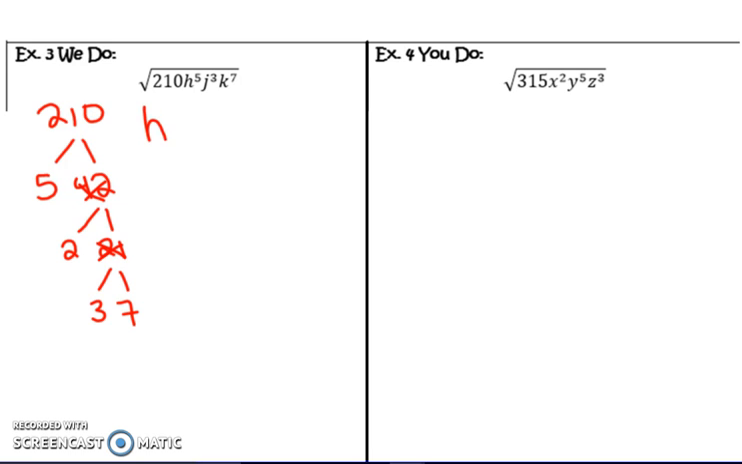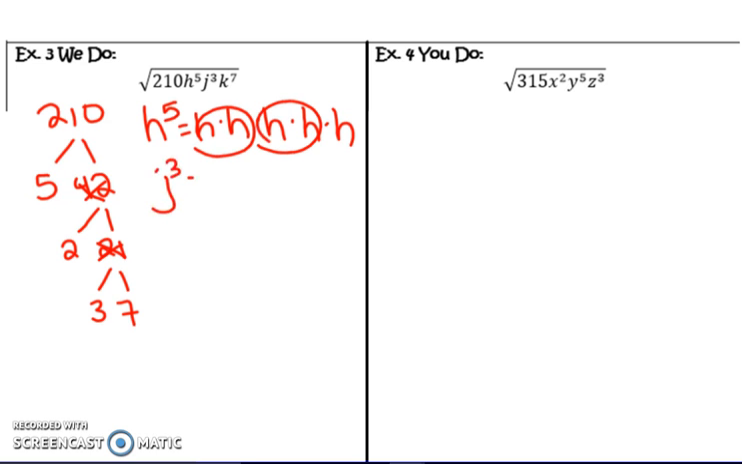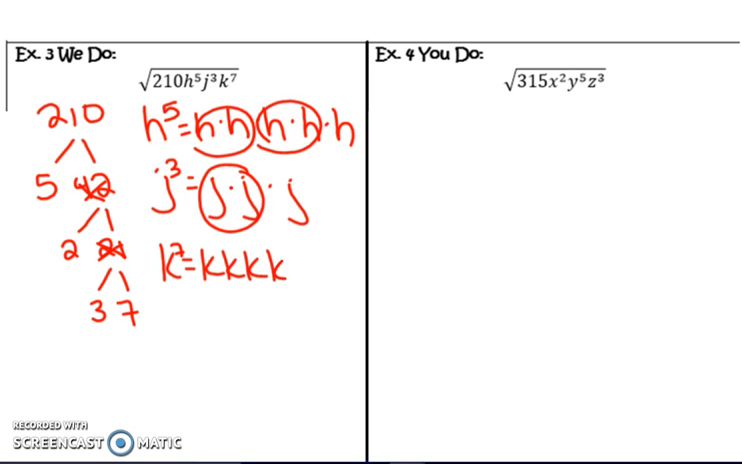Still check your variables. If I have h to the 5, that's 1, 2, 3, 4, 5. Well, I have 2 pairs. j to the 3rd means j times j times j, which gives me 1 pair. k to the 7, 1, 2, 3, 4, 5, 6, and 7. Well, if I circle my pairs, now I have 3 pairs. So even though I don't have any coefficients coming out in front of the radical, I have variables. So this is not in simplest form.